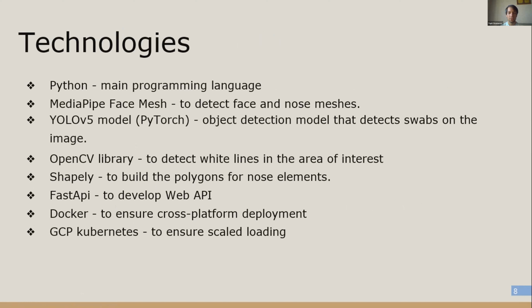Python was the programming language. Media Pipe Face Mesh is used to detect face and nose meshes. YOLO v5 is the object detection model that detects swabs on the image. OpenCV library is used to detect white lines in the area of interest. Shapely is used to build polygons of nose elements. FastAPI is used to develop the web API. Docker ensures cross-platform deployment. And GCP Kubernetes ensures scaled loading.